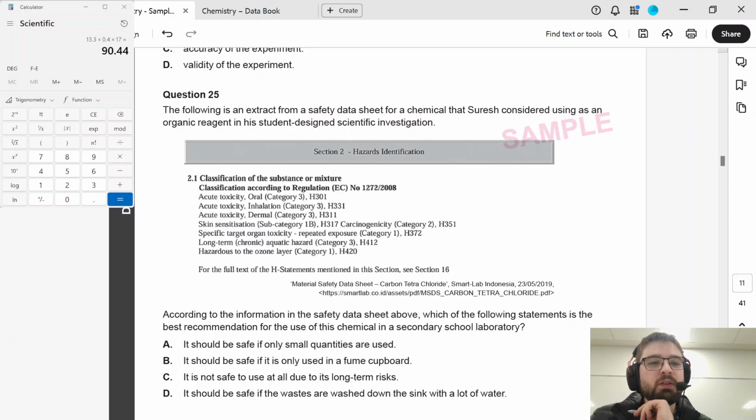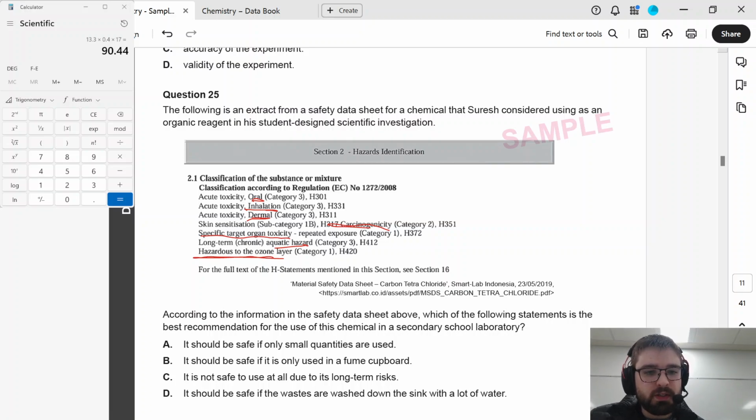The following is an extract from a safety data sheet for a chemical that Suresh considered using as an organic reagent. Okay. According to the information in the safety data sheet above, which of the following statements is the best recommendation for the use of this chemical in a secondary school lab? So what is it? So it's toxic if you eat it. It's toxic if you breathe it. It's toxic if you put it on your skin. It gives you cancer. And it's toxic. Don't put it in the water. And damages the ozone layer.